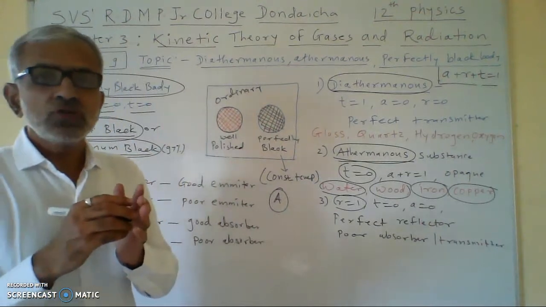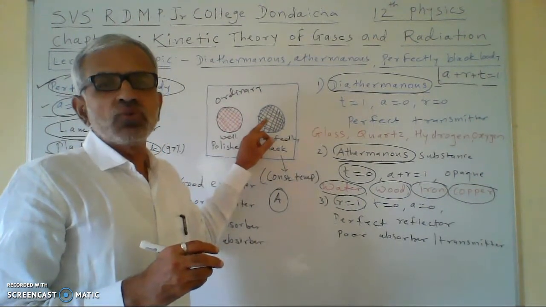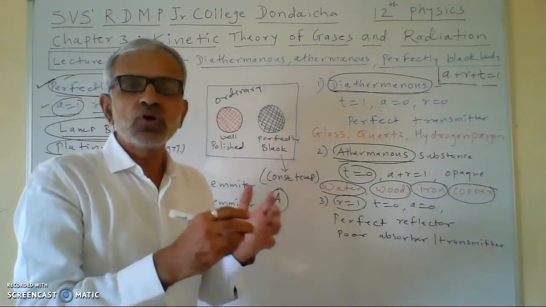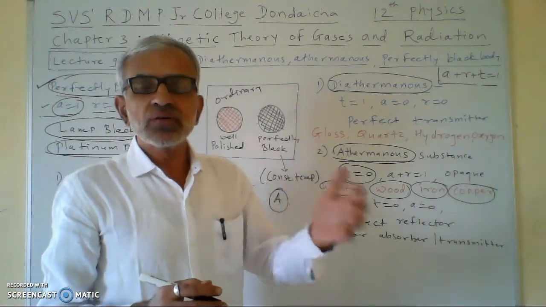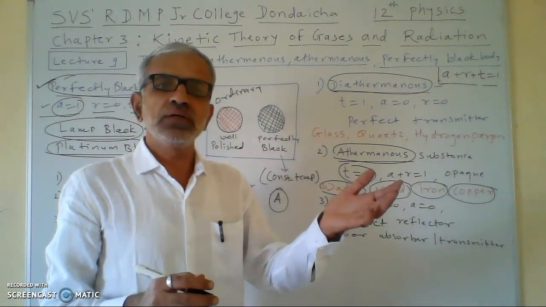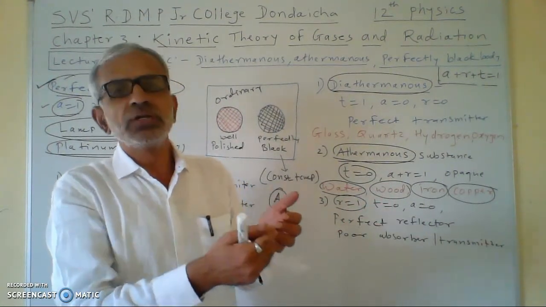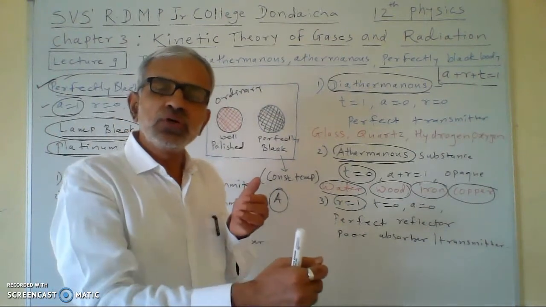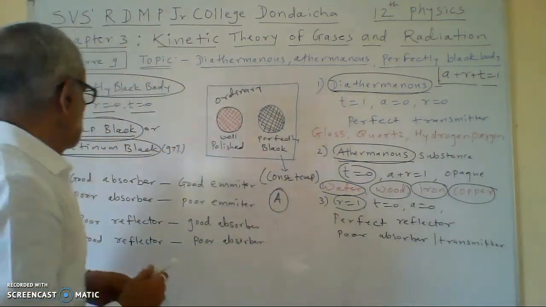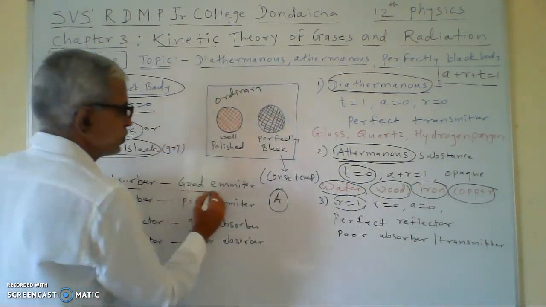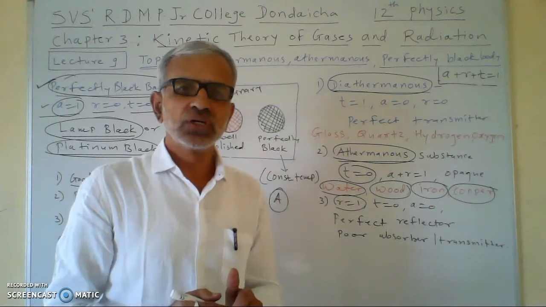Now, to maintain the temperature of the black body constant, since the black body absorbs a larger quantity of heat, it should emit more heat. To keep the temperature of the body and its surroundings constant, the quantity of heat absorbed by the body should equal the quantity of heat emitted by it, and therefore a good absorber is also a good emitter. So this point is clear.